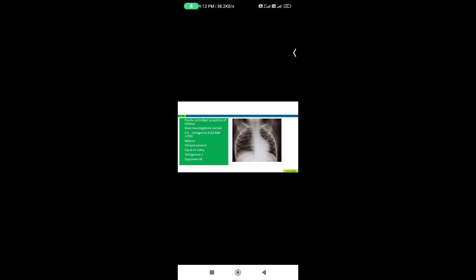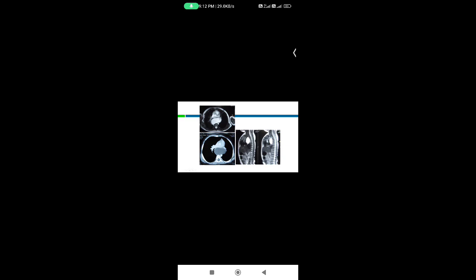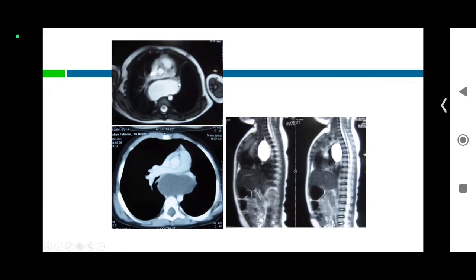This is what I showed you. This is not a double action by the heart. I told you there is a duplication cyst. This is how a duplication cyst looks in MRI, a white shadow.